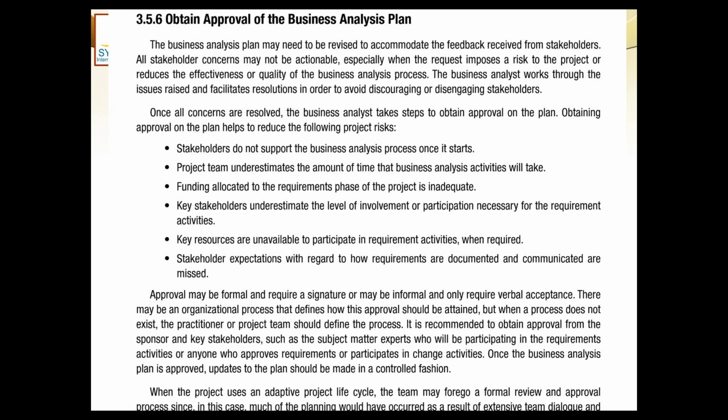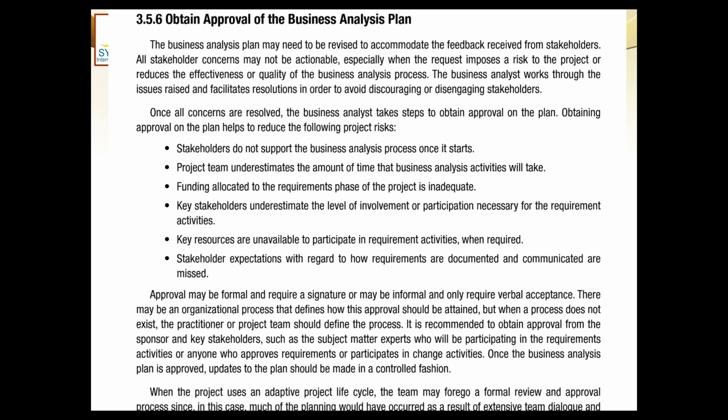We cannot just leave it like that. It is recommended to obtain approval from the sponsor and key stakeholders such as the subject matter experts who will be participating in the requirements activities, or anyone who approves requirements or participates in change activities. Once the business analysis plan is approved, updates to the plan should be made in a controlled fashion.